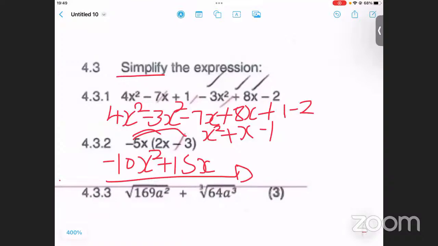Let's move to 4.3.3. We are having a square root of 169a squared plus cube root of 64a cubed. And let's see. Busisi, where? I haven't called you in a very long time. Busisi, how are we gonna simplify this?